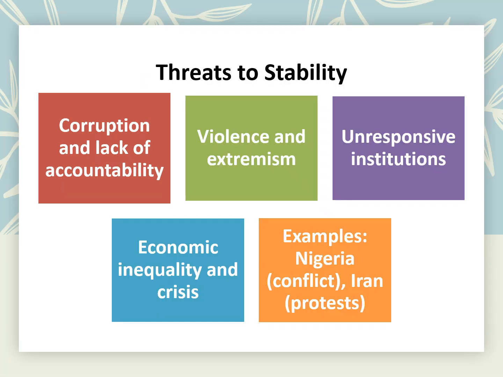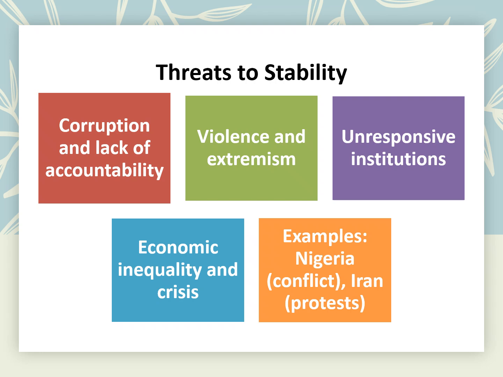Threats to political stability include corruption. Anything that is seen as corrupt will undermine trust in government. Violence and extremism. If you have terrorism, ethnic conflict, gang activity, that is a threat to stability. Unresponsive institutions, when governments ignore the public. They want some help and they're not getting anything. Inequality and economic crisis. This fuels public anger when you have what we call haves versus have-nots.